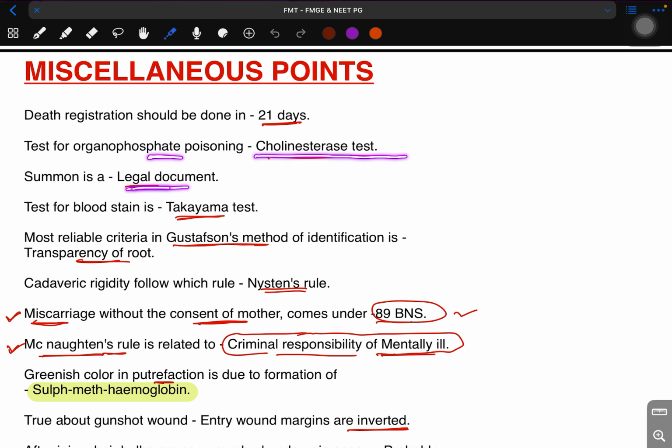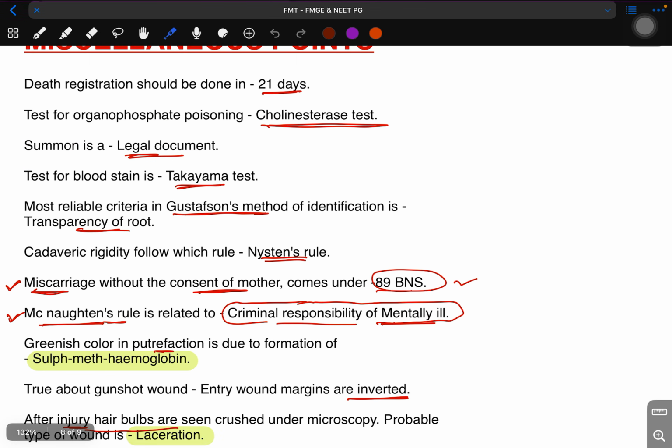Summons means it is a legal document to call any person or any victim to the court. It's a legal document. Test for blood stain is Takayama test.